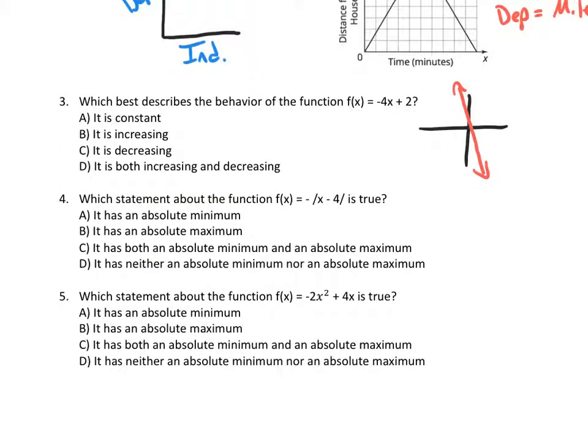Number three, which best describes the behavior of this function? Well, you would graph this on your graphing calculator, and it would look something like what's on the right of the screen. And you have to figure out, is it constant, increasing, decreasing, or both increasing and decreasing? And if you remember, we read a line like we read a book. We start on the left side, and we go to the right. And if we go from left to right, it is going down, and down means decreasing.